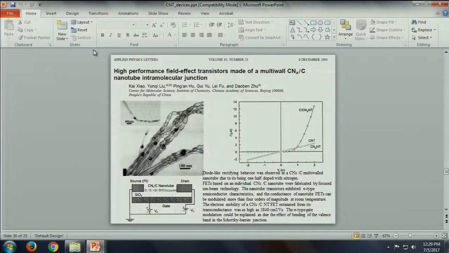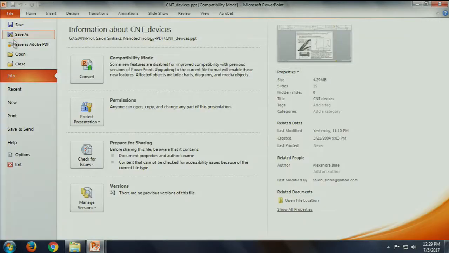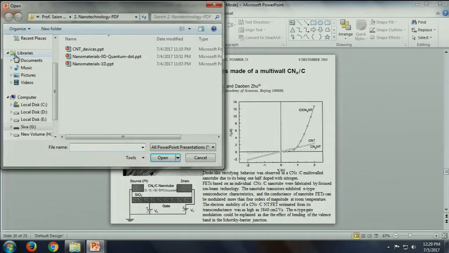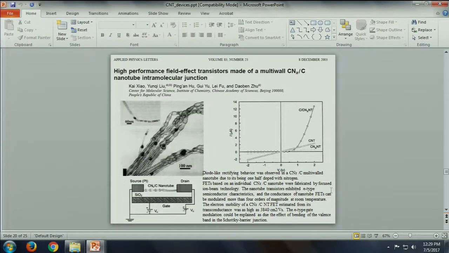So let's, oh, this is the PowerPDF version, is it? Okay.